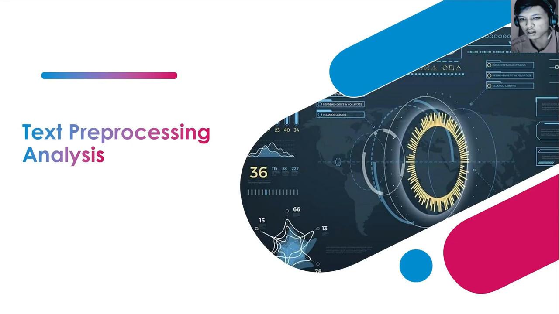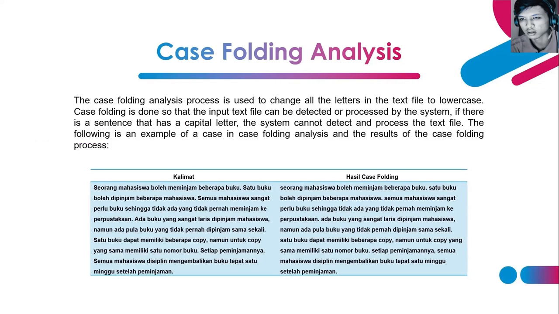Next part is text processing analysis. There is case folding analysis. The case folding analysis is a process used to change all the letters in the text file to lowercase. Case folding is done so that the input text file can be detected or processed by the system. If there is a sentence that has a capital letter, the system cannot detect and process the text file.